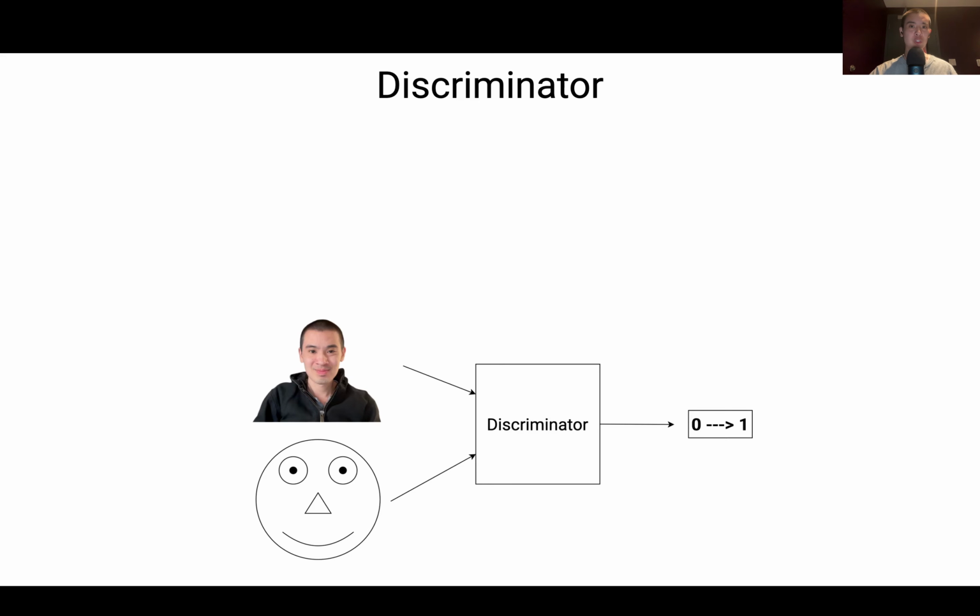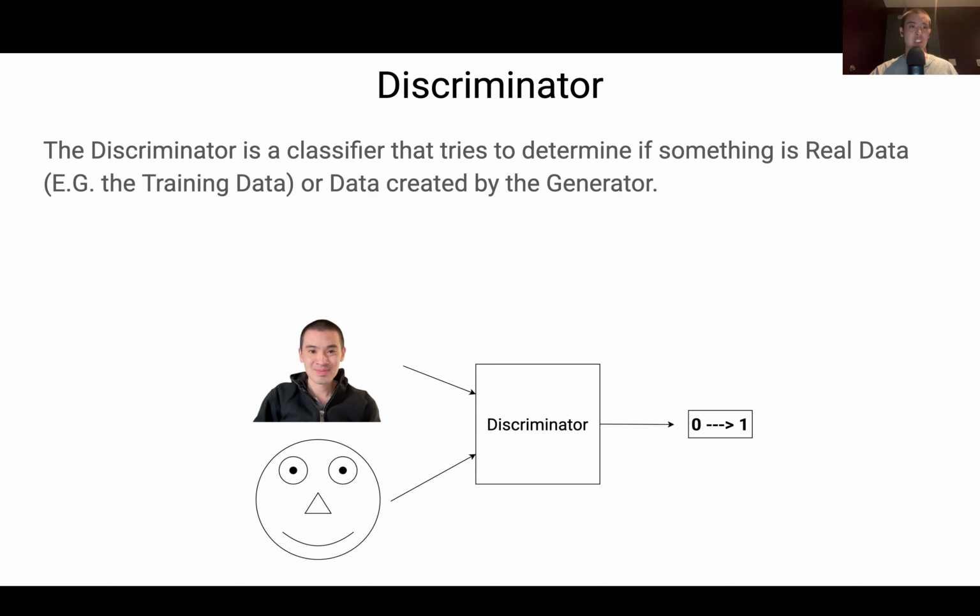Let's talk about the discriminator next. The discriminator is a classifier that tries to determine if something is real data, such as the training data, or data created by the generator, which you can also think of as fake data.